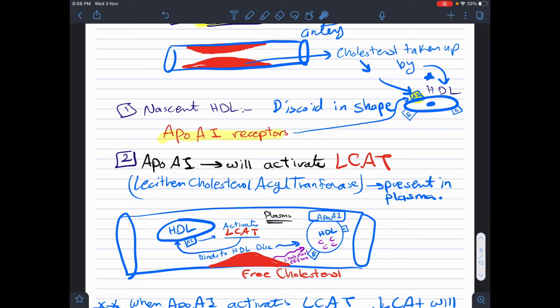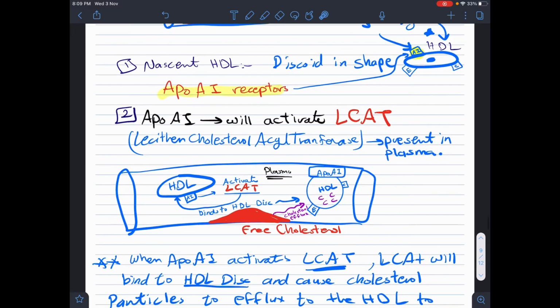So the cholesterol taken up by the HDL, first we're going to have the nascent HDL, which is a discoid shape, as in disc. This high-density lipoprotein discoid shape is the nascent HDL, which is the immature, initial stage. We have ApoA1, which is the structural apoprotein of the HDL, and ApoE and ApoC2, as I said before. ApoA1 is important on HDL. It's unique. Why? Because it activates the LCAT, the lecithin cholesterol acyltransferase, which is present in the plasma.